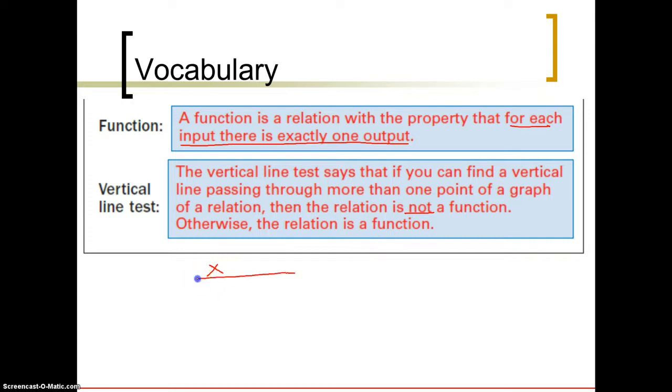Let's talk a little bit more about what domain, range, and input-output are. First of all, it's representing your ordered pair x, comma, y. X is called your input. Y's are your outputs. That means all the x's represent the domain. Please write this down. All the y's represent the range.